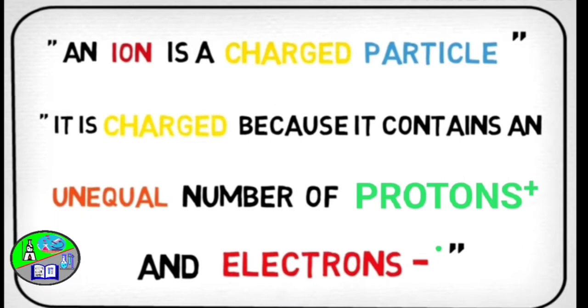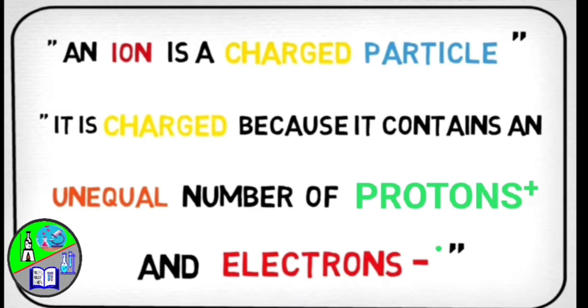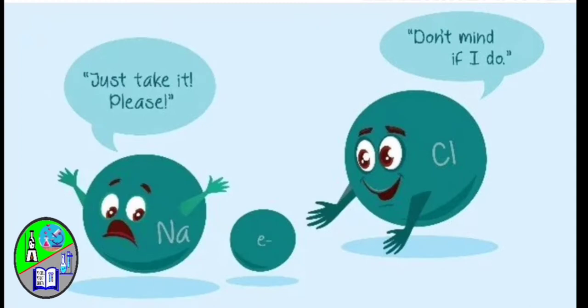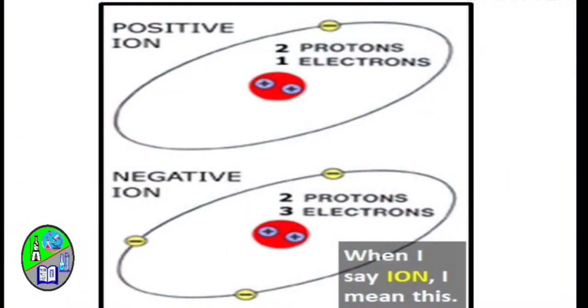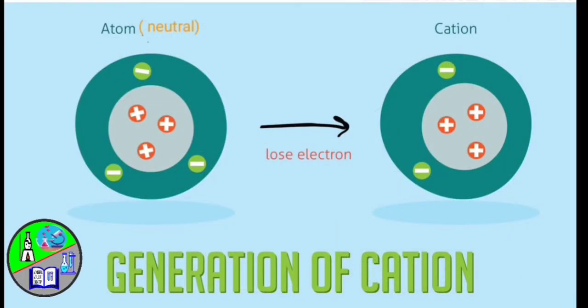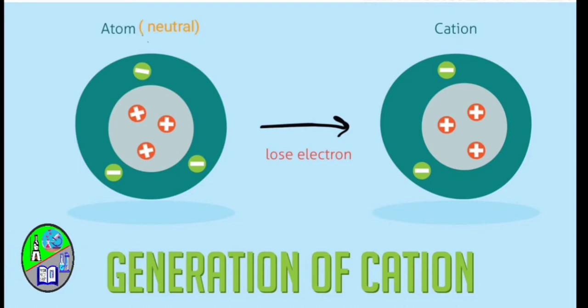An ion becomes charged when there is an unequal number of protons and electrons. They may be positive or negative. It is positive when the ion has more protons, and it becomes negative when it has more electrons. A cation has more protons than electrons, consequently giving it a net positive charge.